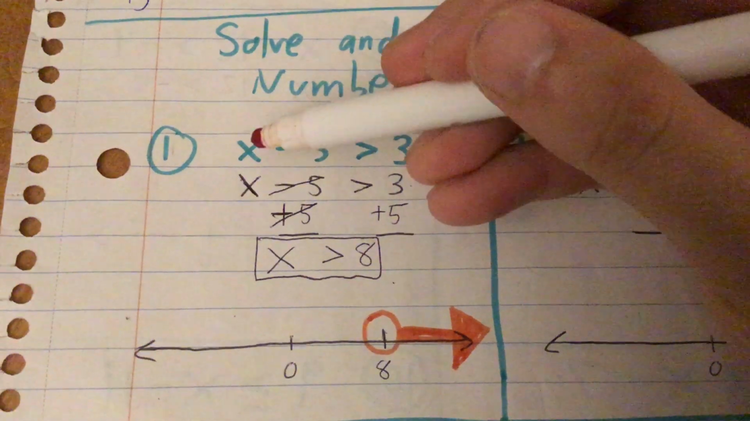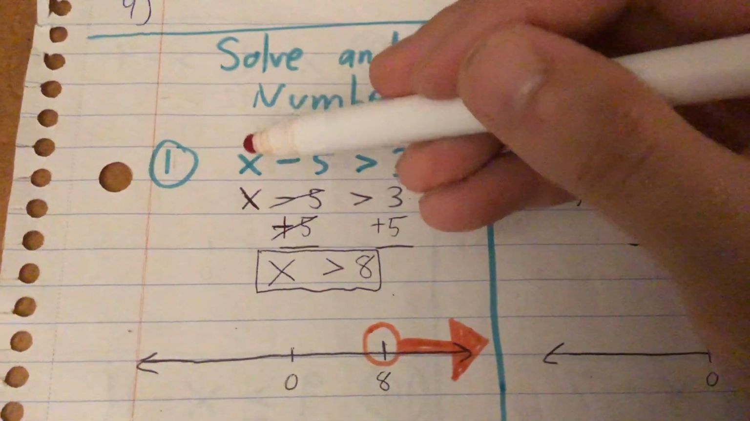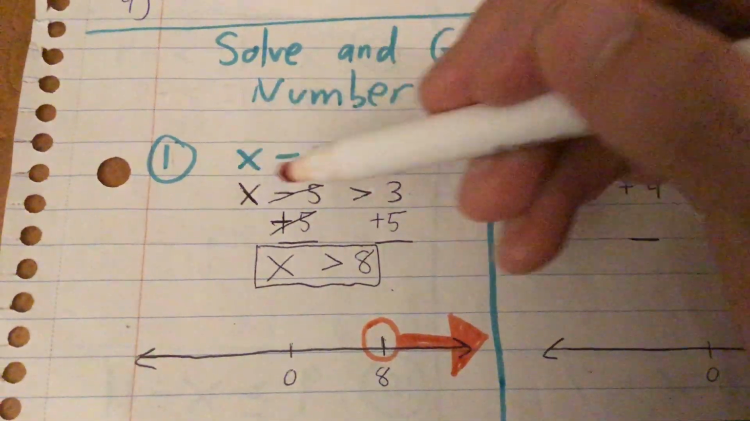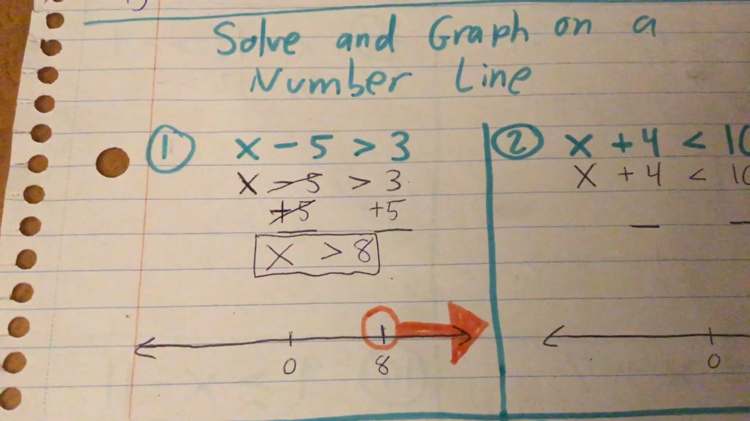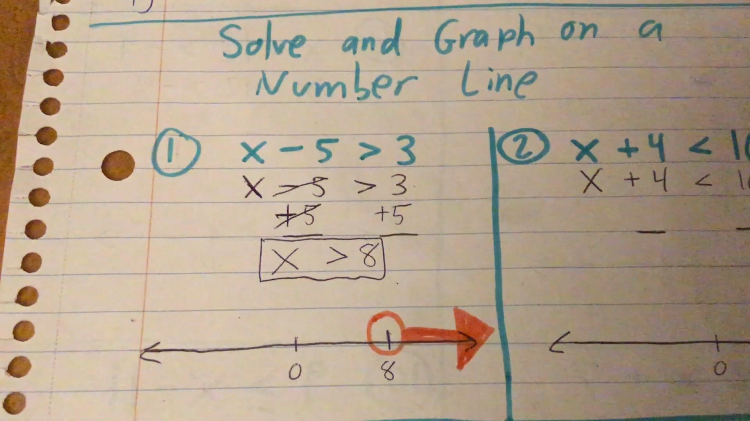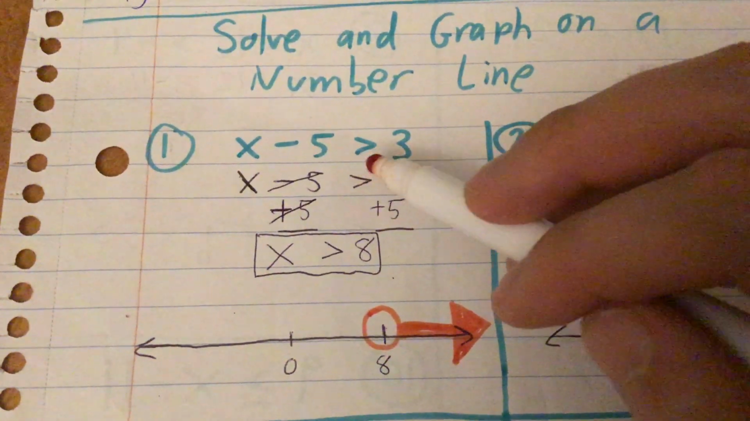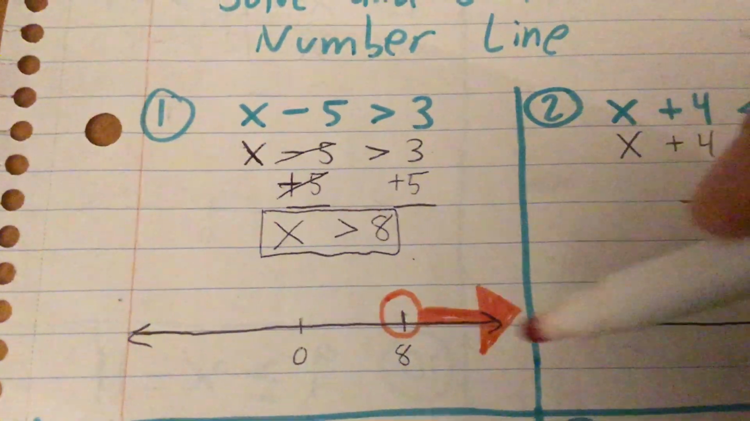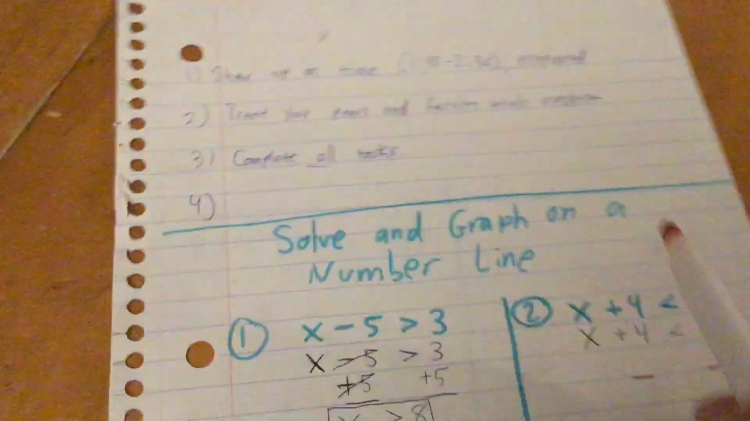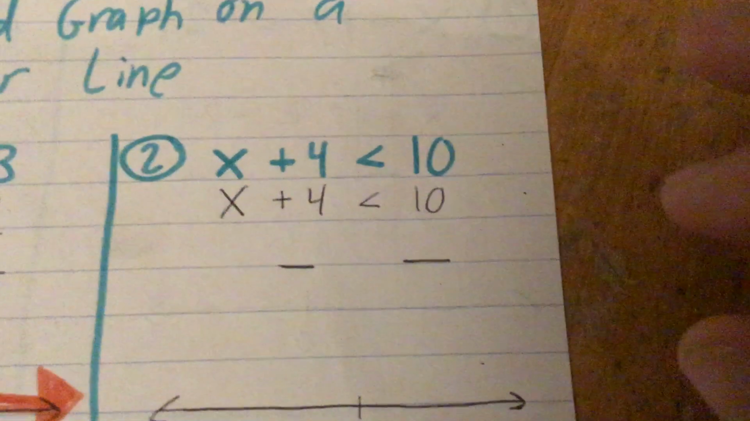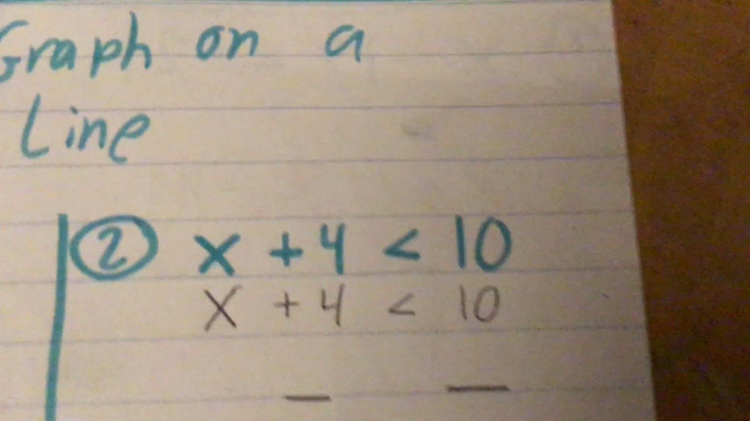Because if I plug in 8, x equals 8. 8 minus 5 is 3. Is 3 greater than 3? No, it's equal to 3, so therefore it's not true. So anything in the red shaded region is true. Let me just make sure it doesn't bleed through the paper. No, it doesn't. Good paper. Good paper. Good doggy.